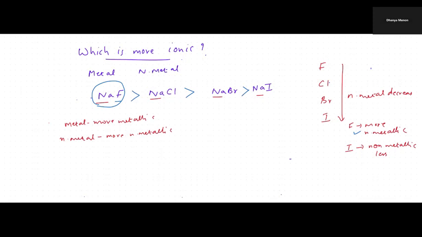So if the metal is the same, you go for the non-metal and check which has more non-metallic character. Down the group, non-metallic nature decreases. So fluorine is more non-metallic, and the bond formed between sodium and fluorine will be more ionic compared to the others.